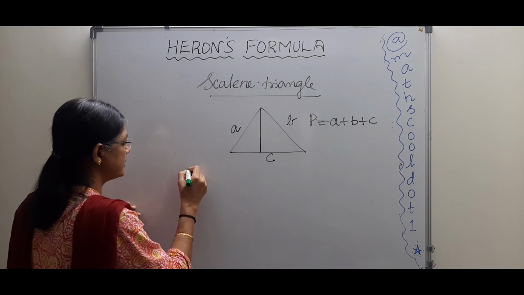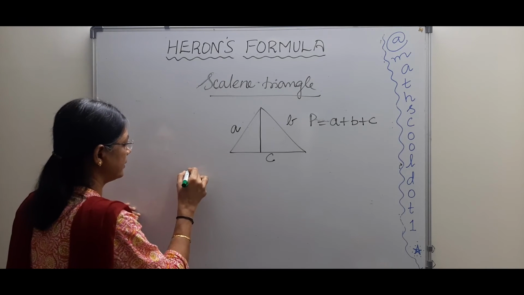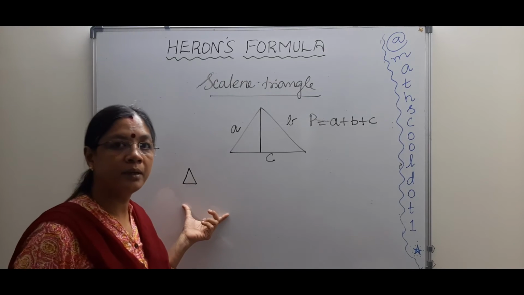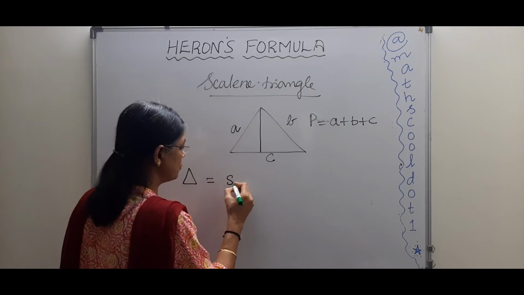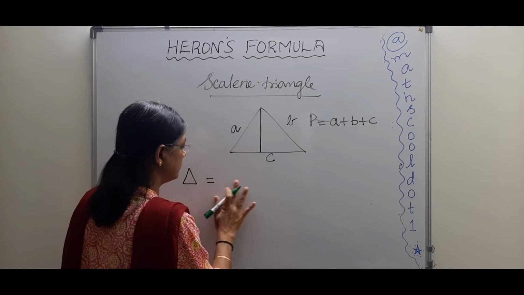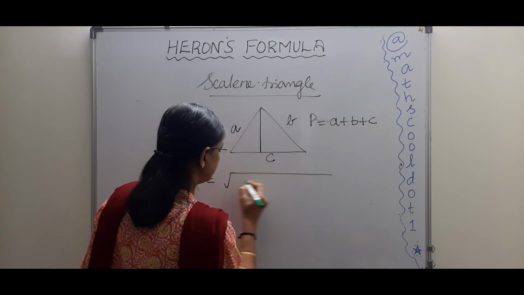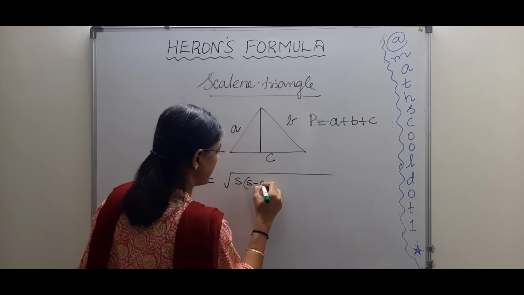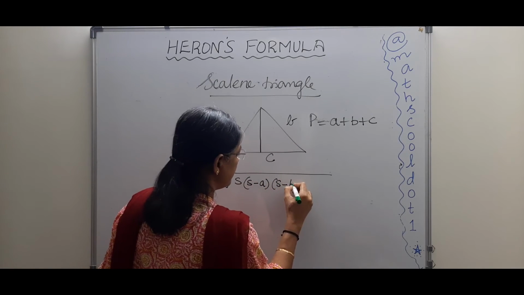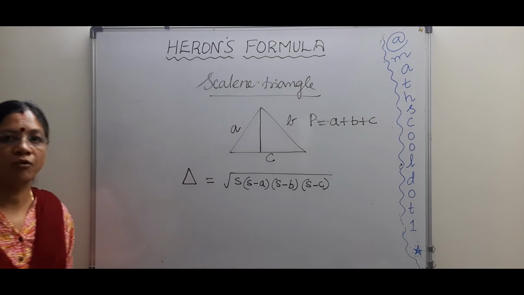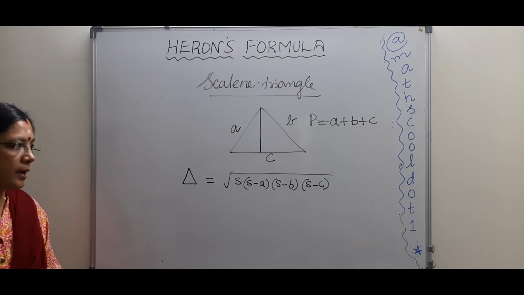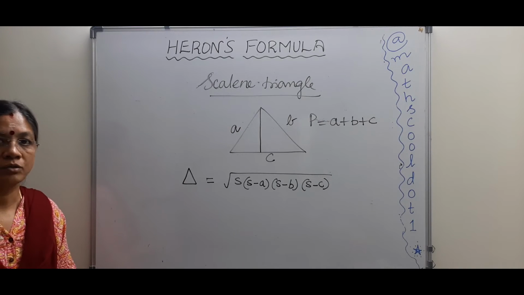Heron's formula gives the area of the triangle. It is denoted by the symbol del. So del is equal to the square root of S into S minus A, S minus B into S minus C. So this is the formula for the area of the triangle using Heron's formula.